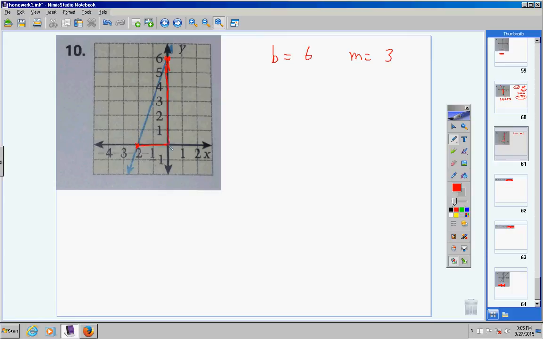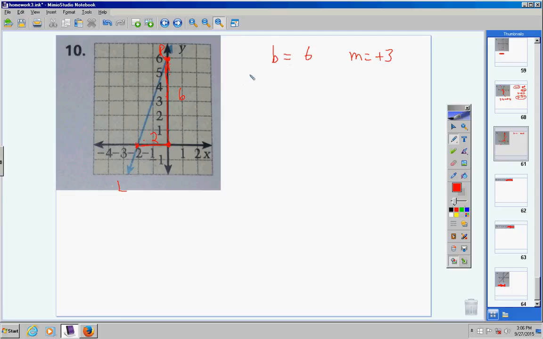Here's your rise. Start here. 1, 2, 3, 4, 5, 6. Here's your run. Start here. 1, 2. So your rise is 6, your run is 2. 6 over 2 is 3. Exact same thing. Now going from the left to the right, we're going upward. It's going to be a positive slope.